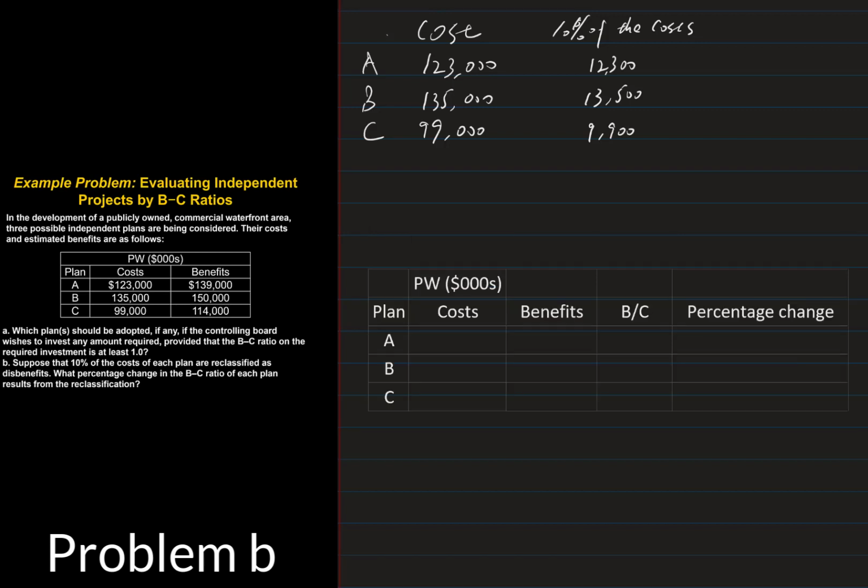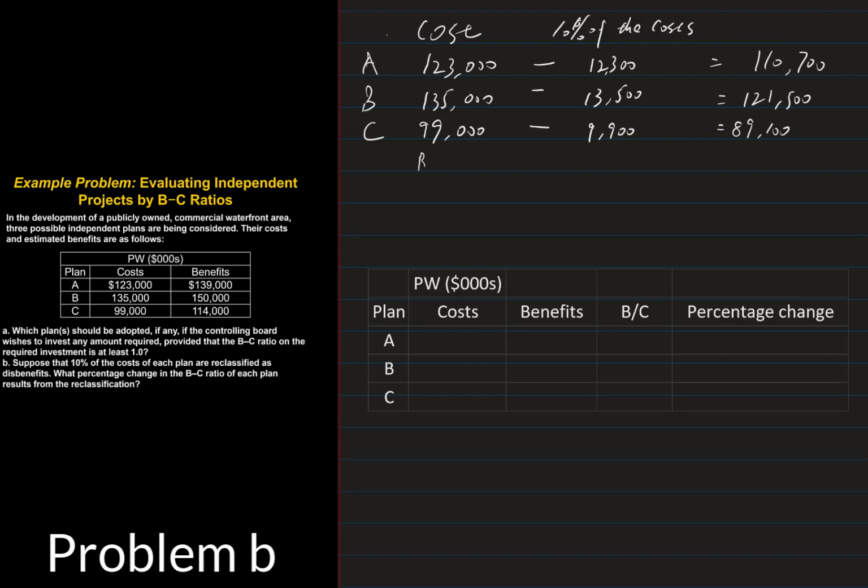And then we subtract that from the original cost, and we get the new costs: 110,700 for A, 121,500 for B, and 89,100 for C. Now let's get to the benefit part.